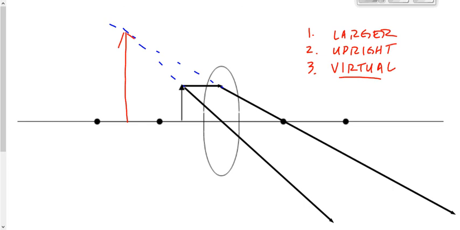They won't draw it for you. Yeah, they're not going to give you a ray diagram. If you see a ray diagram on the diploma, it's going to be you that draws the ray diagram, so don't worry about that.